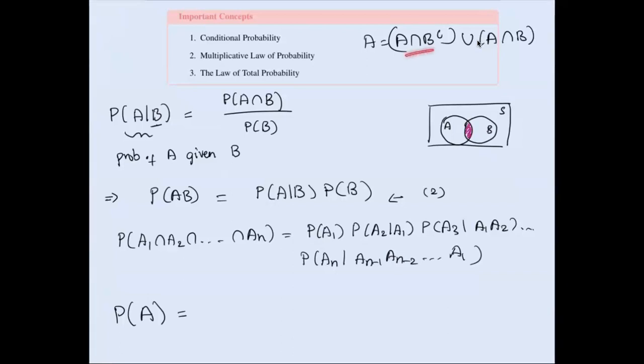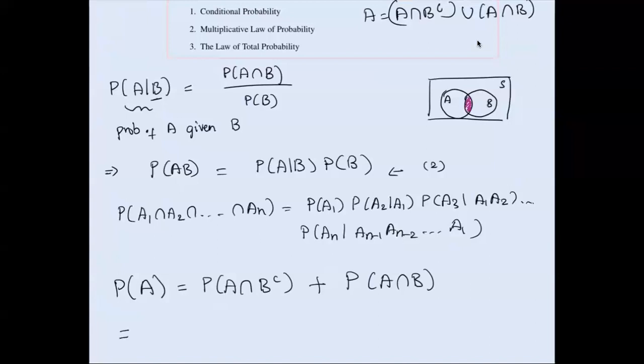And we know that these two sets are disjoint because one set contains B complement and one set contains B. So they cannot have any common element. These two sets are disjoint. Therefore, probability of A is equal to probability of A intersect with B complement plus probability of A intersect with B. And you don't have to subtract anything just because those two sets are disjoint.